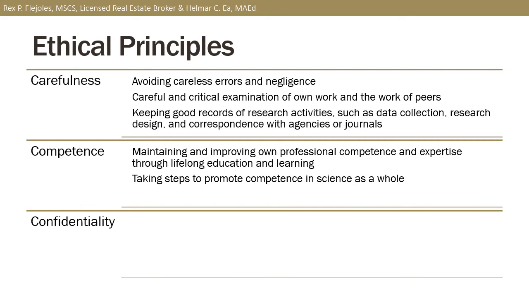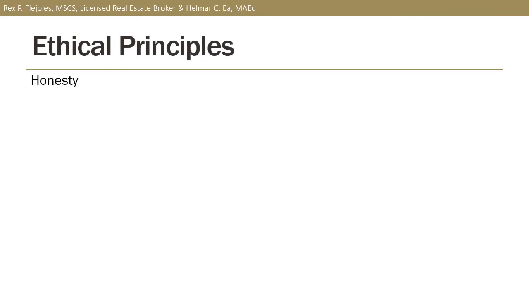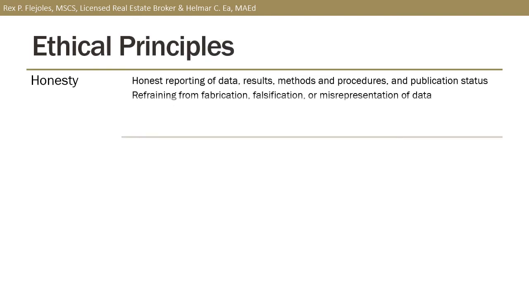Sixth, on confidentiality. You have to protect confidential communications such as papers or grants submitted for publication, personal records, trade or military secrets, and patient records. Seventh, honesty. You have to be honest in reporting data, results, methods and procedures, and publication status. Do not fabricate, falsify, or misrepresent data. Avoid deception to colleagues, research sponsors, or the public.